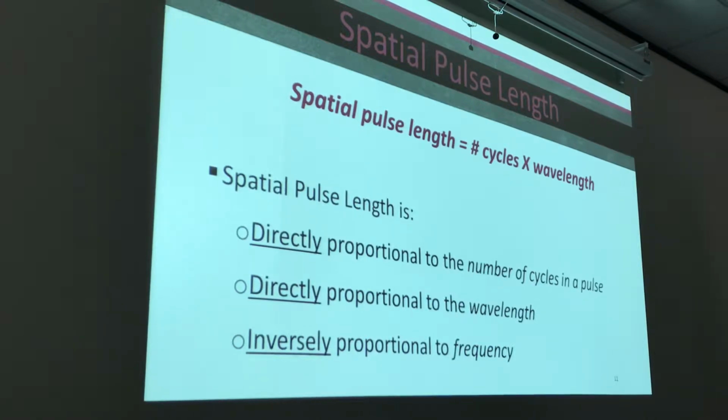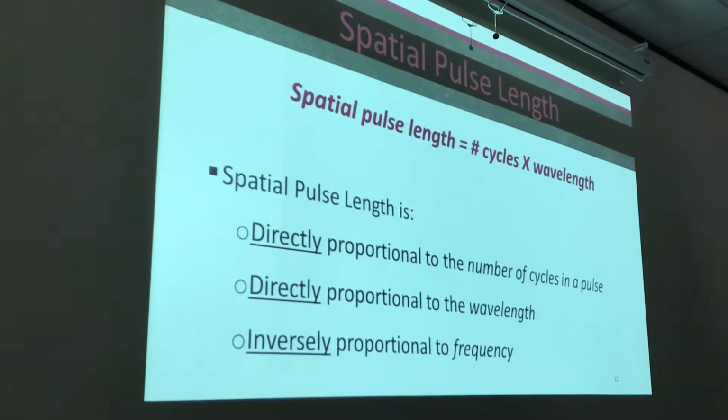All right. So, spatial pulse length, just like pulse duration. That's why I put these together, because I know the book has spatial pulse length later, right? Or they come right after pulse duration, because it goes in the PRP. So, spatial pulse length is also directly proportional to the number of cycles. The number of cycles decrease, the spatial pulse length is also going to decrease. Directly proportional to the wavelength, of course.